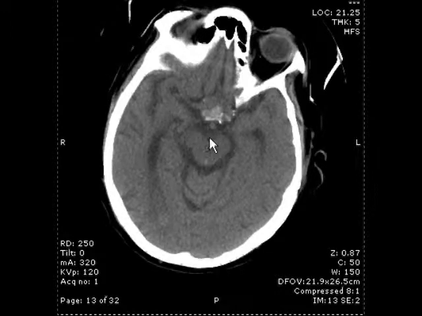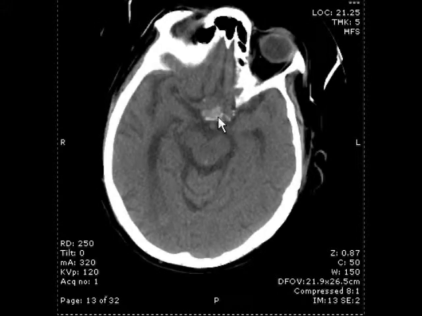So it's the interpeduncular cistern here, and that's a common place where you'll see subarachnoid hemorrhage accumulate. And then back here we've got kind of a smiley face that represents the quadrigeminal plate cistern. Here's the quadrigeminal plate, so this is called the quadrigeminal plate cistern.